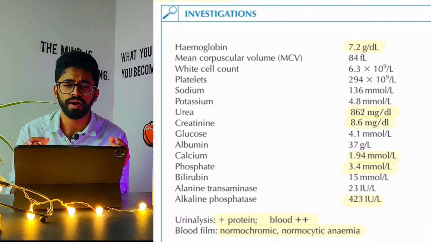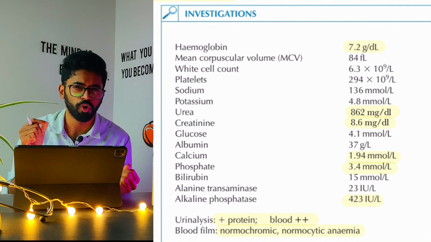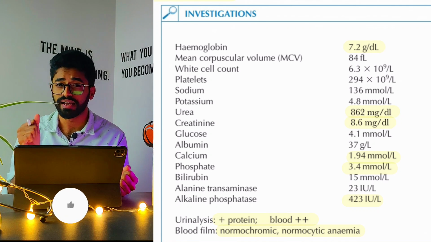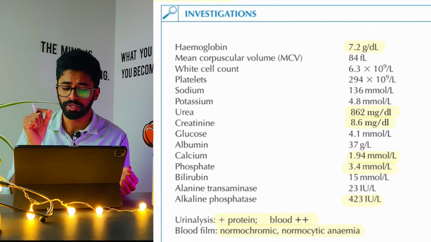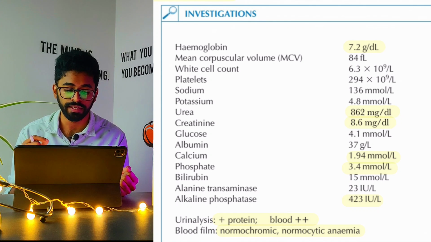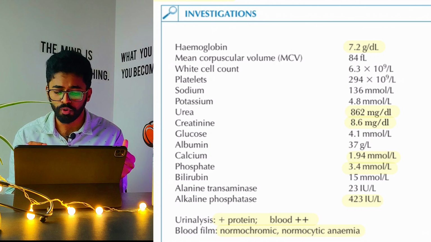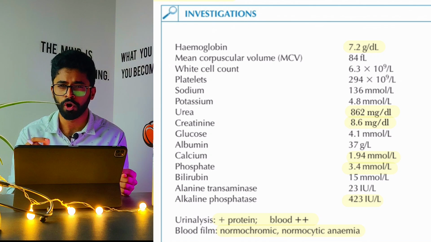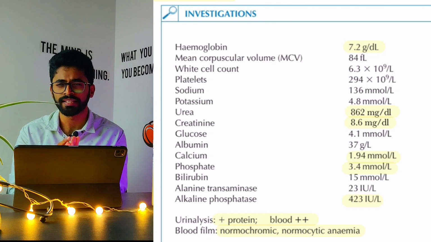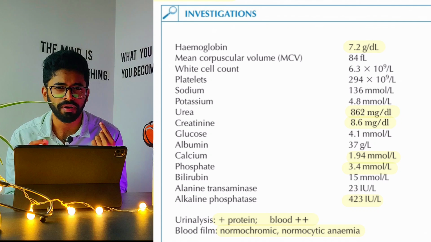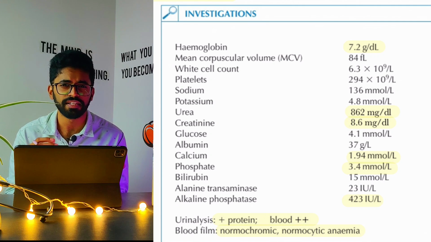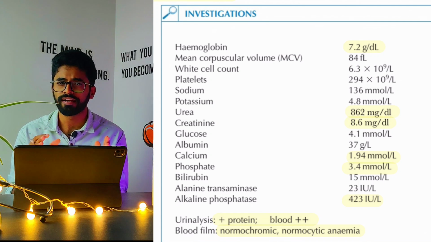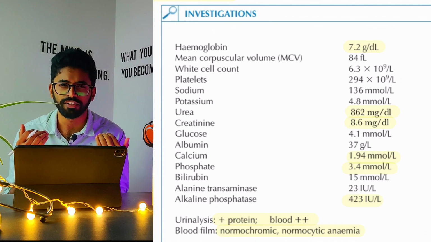The relevant points in the investigation I have found are hemoglobin being 7.2 grams per dl, urea 862 mg per dl elevated, creatinine 8.6 mg per dl elevated, calcium being 1.94, phosphate being 3.4 and ALP being 423, and urine analysis having mild proteinuria and also hematuria, and blood film shows normochromic normocytic anemia. With all these things, one diagnosis that is striking in my mind is chronic kidney disease and the patient might be in renal failure. Now let us see the options and let's see whether our diagnosis is there or not.